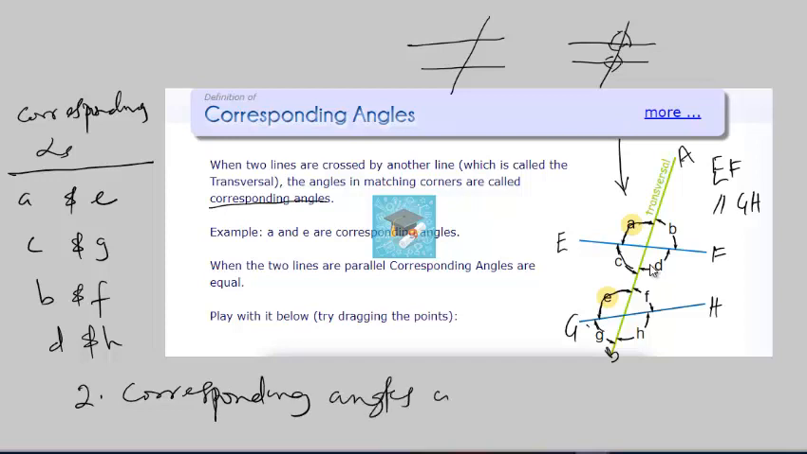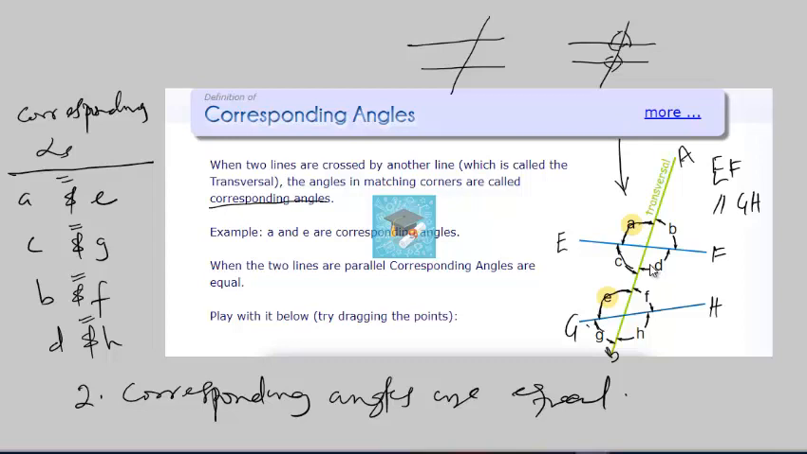Corresponding angles are equal. So it means that in this case, my A is equal to E, my C is equal to G, my B is equal to F, and my D is equal to H. So anytime you have two angles that are corresponding, then it means that those corresponding angles are equal.